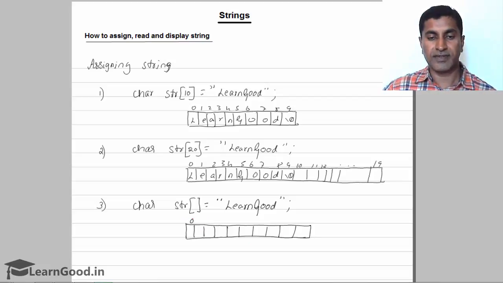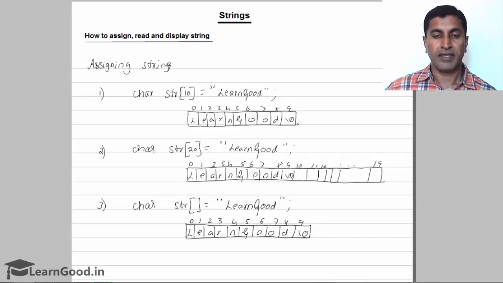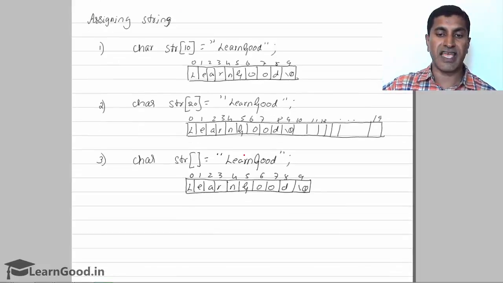So index number is going to start from 0 and you'll have your learn good stored in this way. So when you don't mention the size, it's fine in this case. Here it's going to be exactly a 10 elements array. So these are the 3 ways where you can directly assign a string which is enclosed within double quotes.